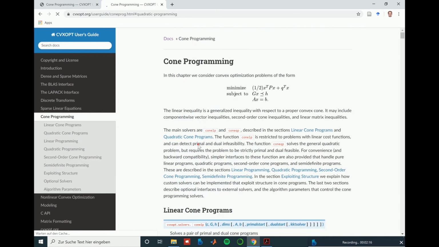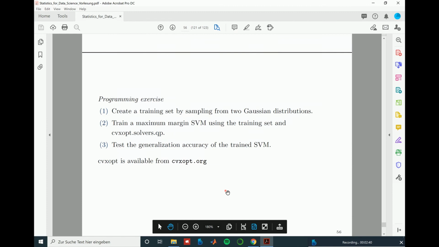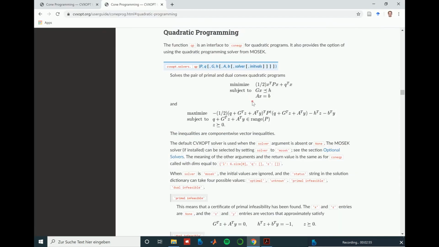Yeah. So there is this CVXOPT solvers QP, which solves a pair of primal and dual convex quadratic programs. So it's good that you know what primal and dual programs are. We only deal with the primal problem, and this is this quadratic programming problem that I already introduced. So that's essentially the exercise, but I appreciate that at this point it's not quite clear how our support vector machine training can be written in the form of such a primal quadratic programming problem.